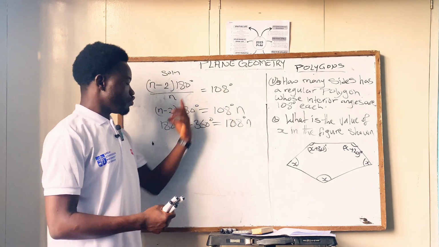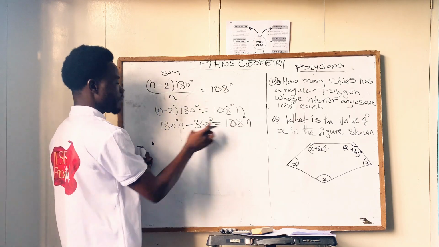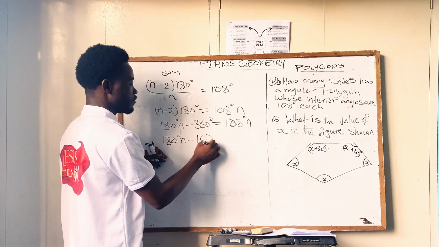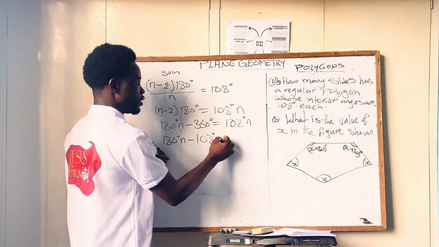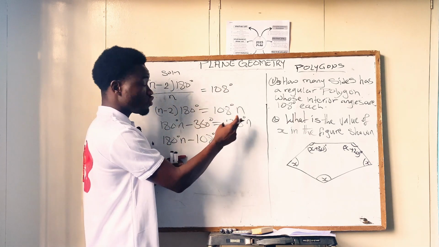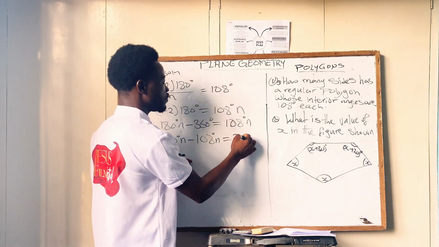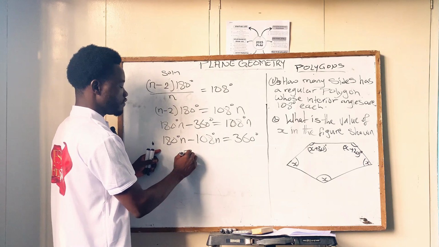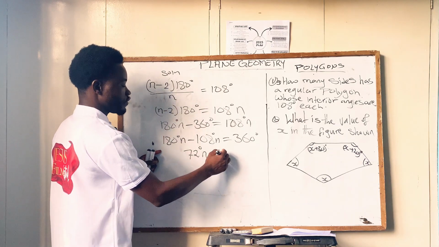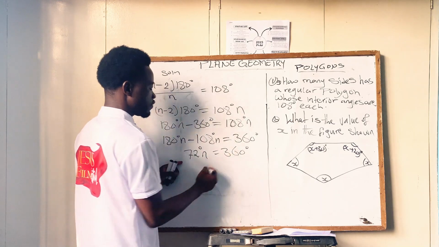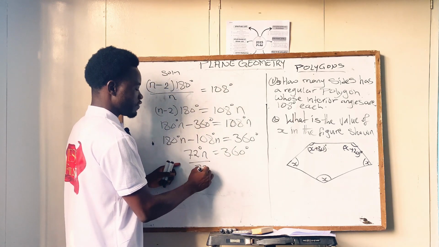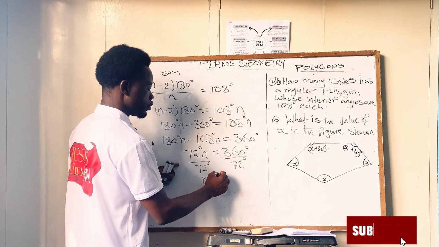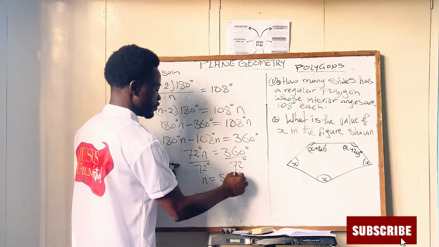I'll bring the n to the left hand side, and it's positive here, coming here will be negative. So 180 degree n minus 108 degree n is equal to, I send the 360 also across the equal sign, and I'm going to get positive 360 degree. Now when I subtract this, I'm going to get 72 degree n, and this is also equal to 360. So divide both sides by 72 degree, and your n is equal to 5 sides.